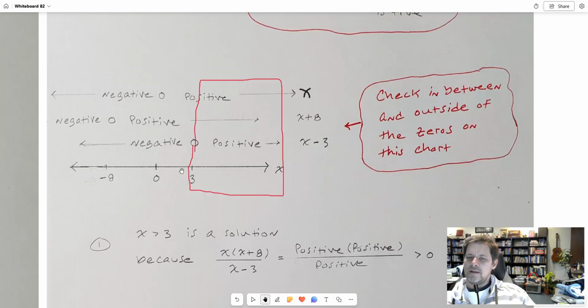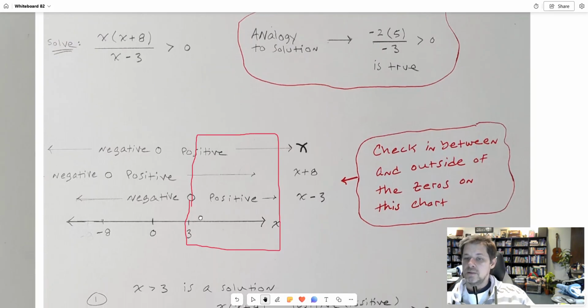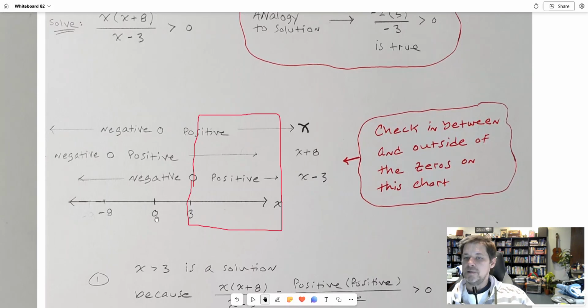Now, I don't think 0 to 3 will work, because what are you going to do then? A negative times a positive times a positive. If you multiply a negative times a positive and a positive, that's not going to be greater than 0. That's not how it works with signed numbers. So, okay, that middle region from 0 to 3, that doesn't work.